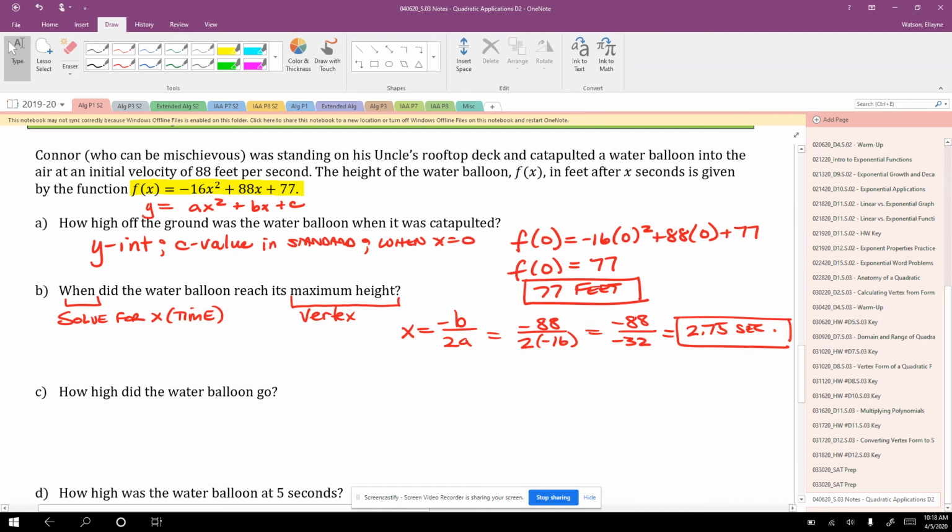Now, how high did the water balloon go? So now this time, how high? This is solve for y, which is height. Okay, how high did it go? Its maximum height. So this is going to be the y value of the vertex.